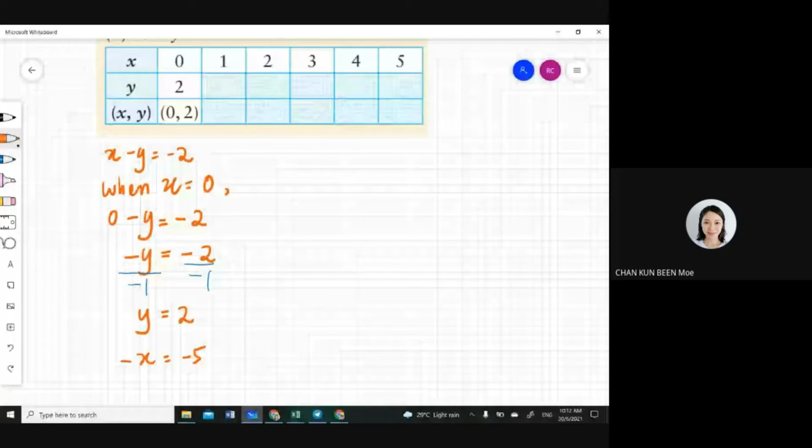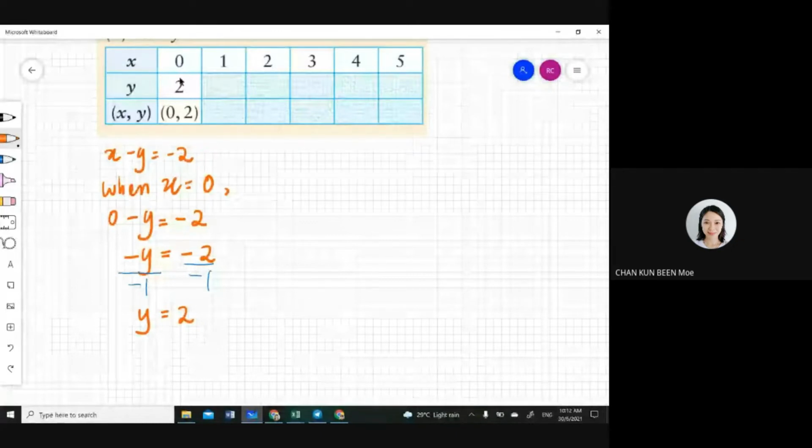What is the value of x, class? 5. Correct. X is equal to 5 directly. You just need to change the sign on both sides. So let's carry on. That's how we have y equal to 2 when x equal to 0. So you can see when x is 0, y equal to 2. That is how they get it.